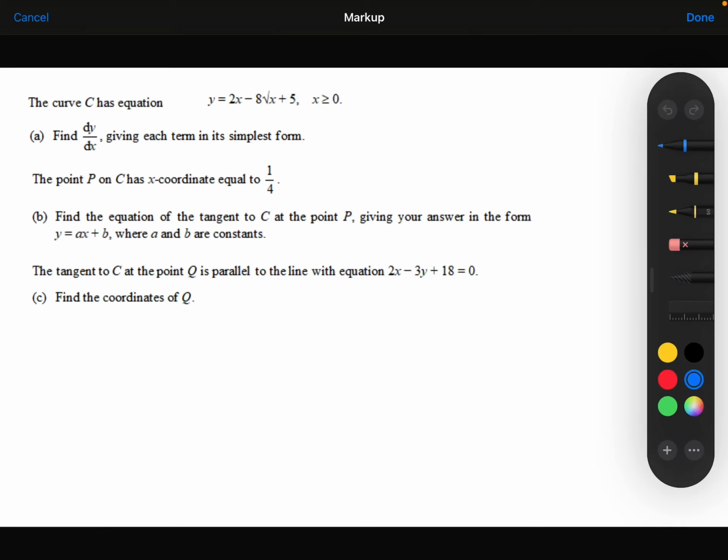Curve C has the equation y equals 2x minus 8 root x plus 5. We need to find dy by dx, giving each term in its simplest form. First thing I'm going to do is rewrite that root x as x to the power of 1/2.